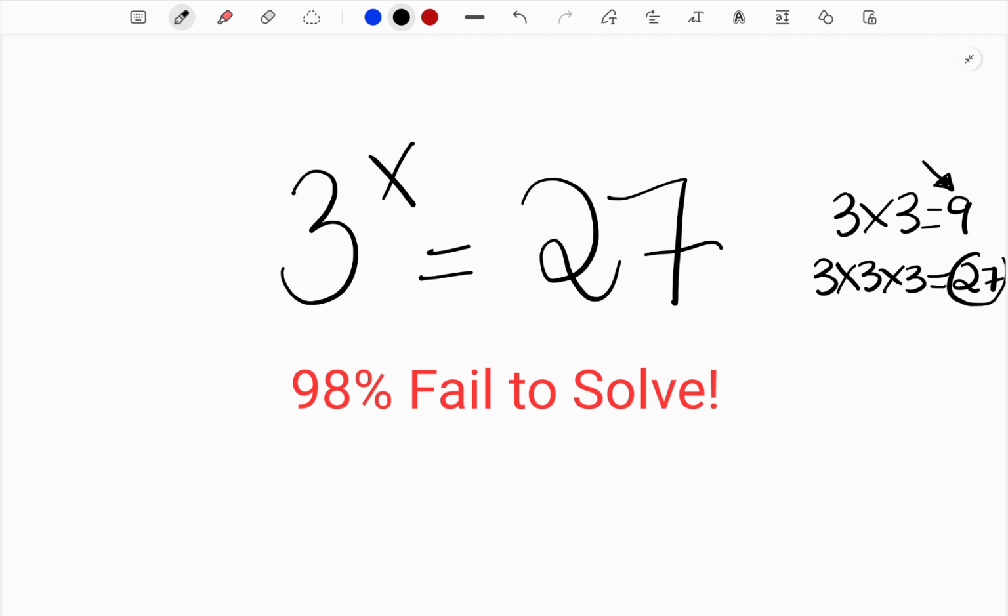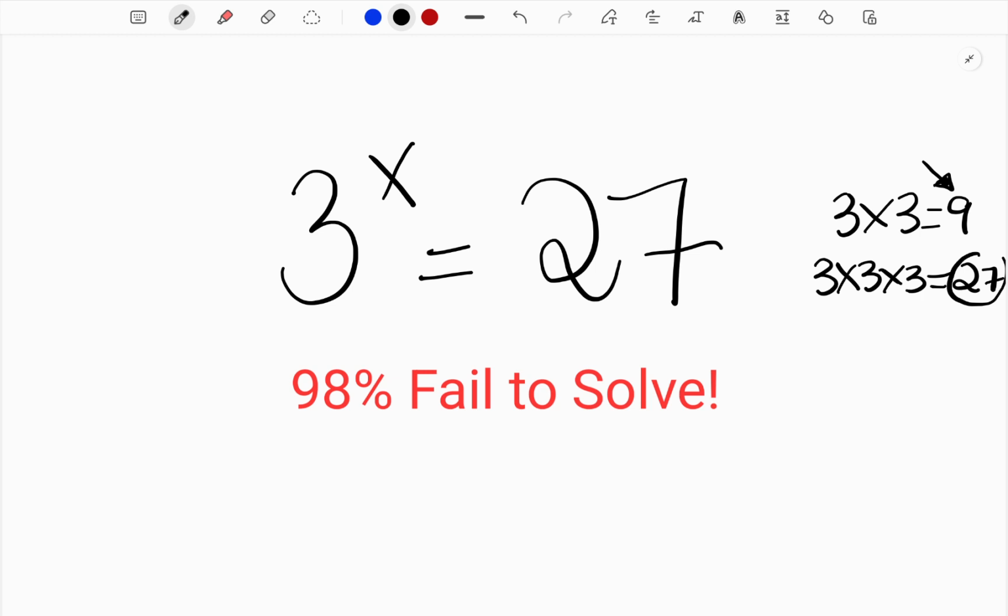But let's review once more, just to be sure. If 3 raised to the power of 2 is 9, and 3 raised to the power of 3 is 27, we are really saying that 3 multiplied by itself 3 times equals 27. This confirms that x must be 3.